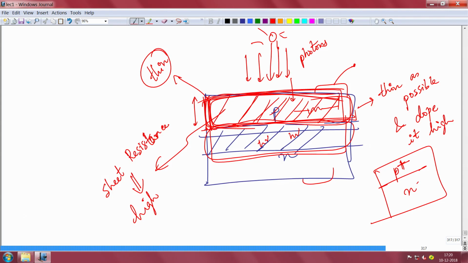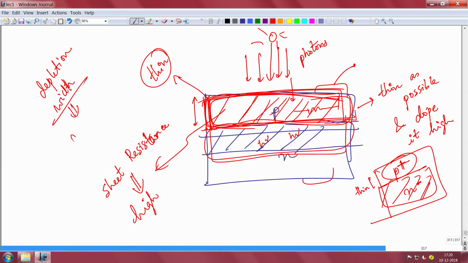Okay. If your resistance is high, then current cannot flow so much, I mean the voltage will be dropping unnecessarily. So, you want it to be highly doped and very thin, and when it is very highly doped and N is lightly doped, then most of the depletion will be on the N, and you want the depletion width to be large. Why? Because a larger depletion width will absorb more photons, right.